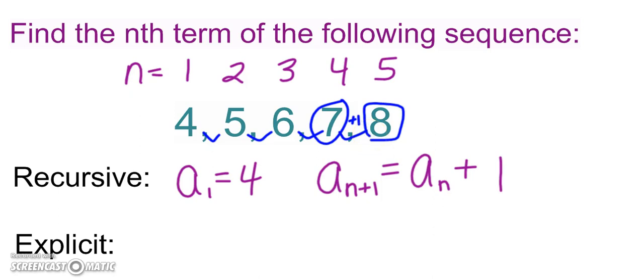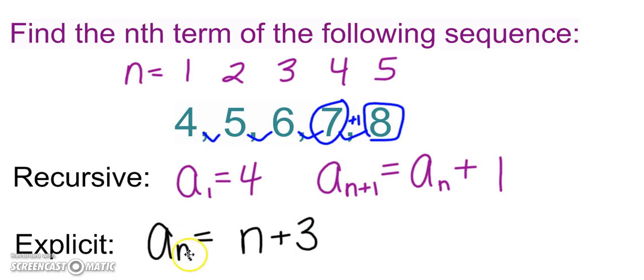Now, explicitly gets a little bit trickier. So we just want to have a sub n. We know that our difference, what we're adding every time, is 1. But I'm not starting with 1, I'm starting with 4. So how do 4 and 1 relate to each other? Well, there's a difference there of 3. How do 5 and 2 relate to each other? There's a difference there of 3. 6 and 3, difference of 3. 7 and 4, difference of 3. 8 and 5, difference of 3. So in comparison with our n term, we are adding 3 every time.